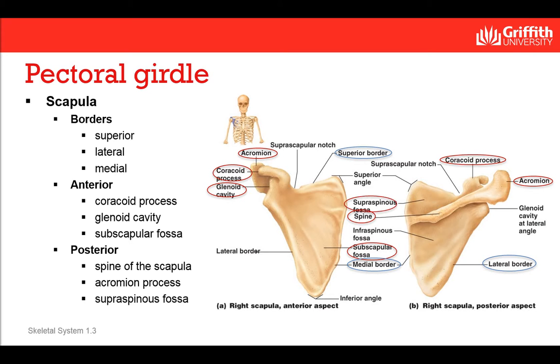In this posterior view, it is also important to note the supraspinous fossa, meaning above the spine, and the infraspinous fossa, meaning below the spine. These fossae are filled with the rotator cuff muscles that help to stabilize the humerus in its socket.